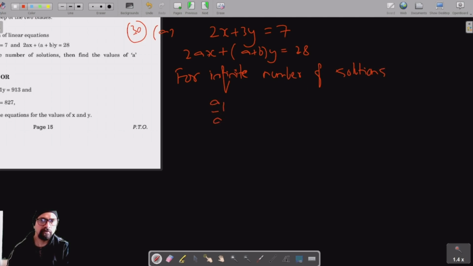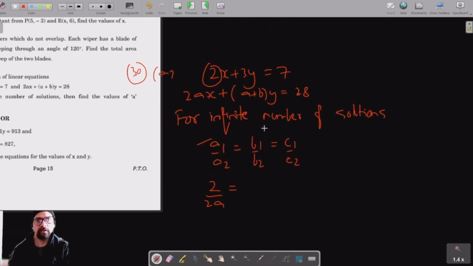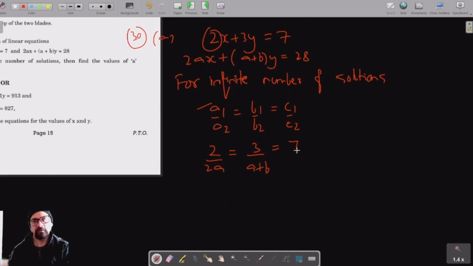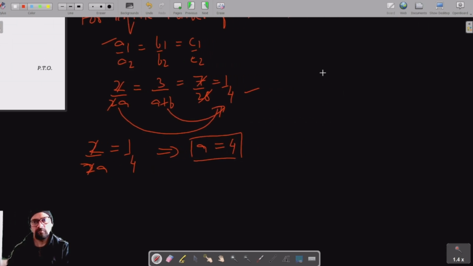So for an infinite number of solutions, a1 by a2 should be equal to b1 by b2, which should be equal to c1 by c2. Let's put in the respective values. a1 is 3, the coefficient of x, a2 is 2a, b1 is 1 and b2 is a plus b, and c1 by c2 is 7 by 28, which is equal to 1 by 4. Let's equate them one by one with the constant ratio, which is 1 by 4. So 3 by 2a equals 1 by 4, which gives us a is equal to 4. And let's equate the other term, which is 1 upon a plus b is equal to 1 by 4.